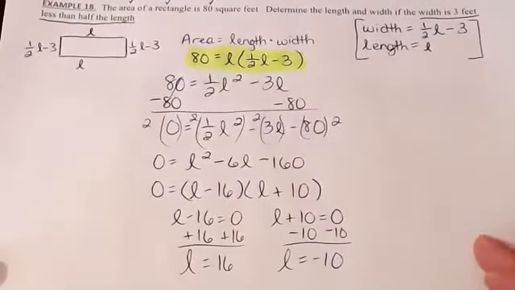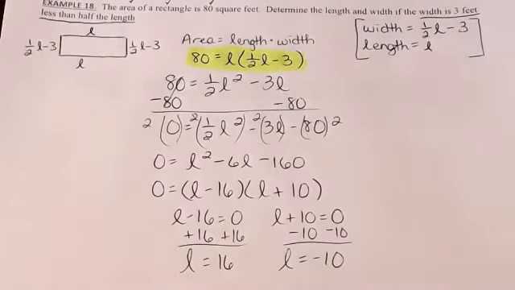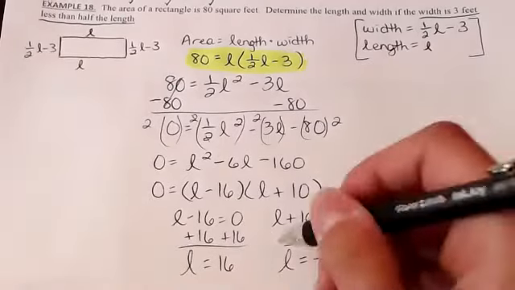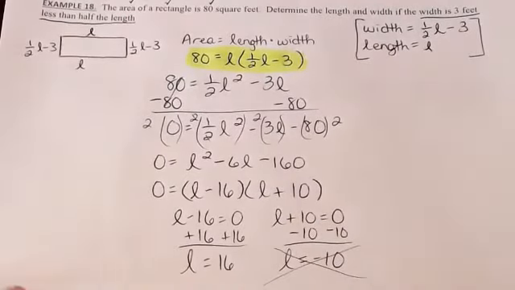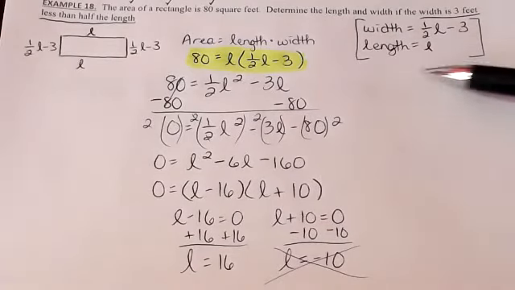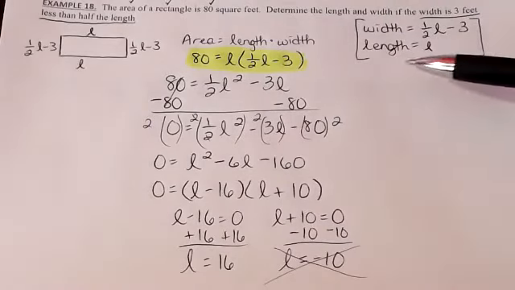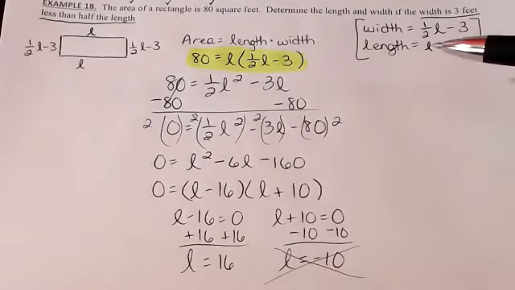Because we are referring to the length of a rectangle, we know that the length cannot be a negative quantity. So I'm just going to throw this answer out. This is not possible. That's an extraneous solution. They are asking for the length and the width of the rectangle, which means we want to look right back here in our relationship. Okay, so length is just L, which is 16, and we know our units are feet.